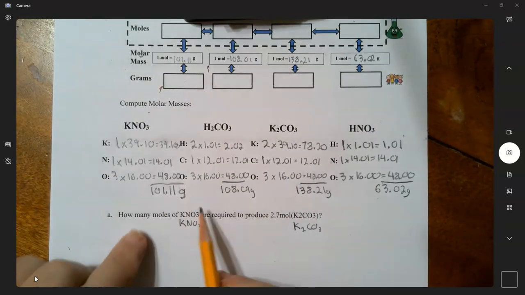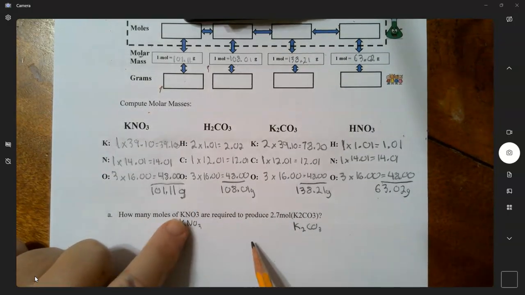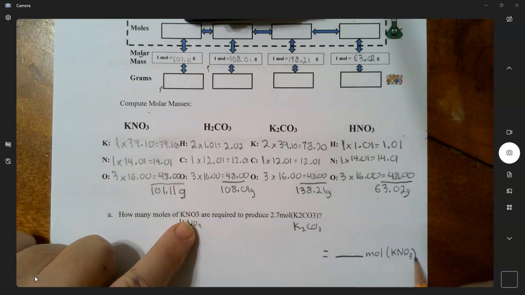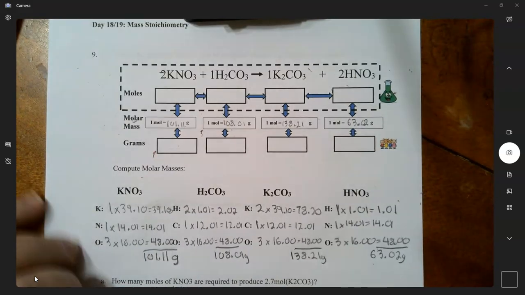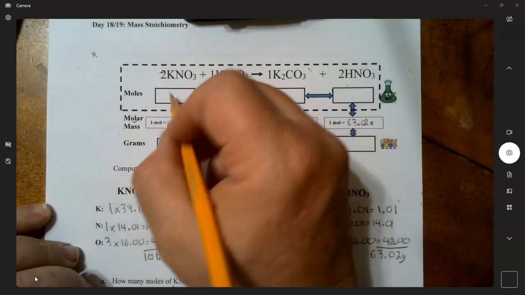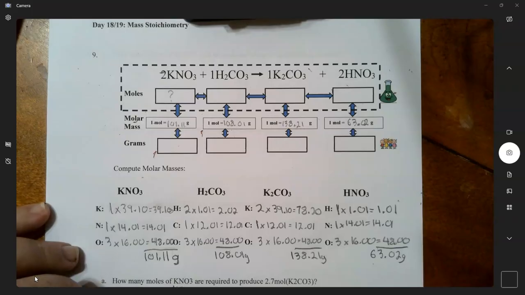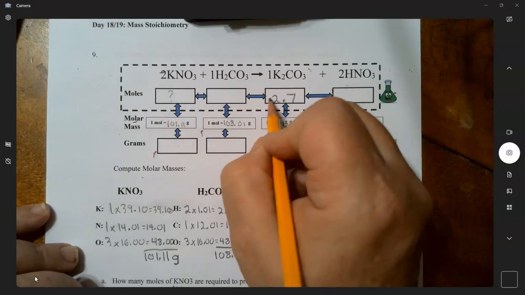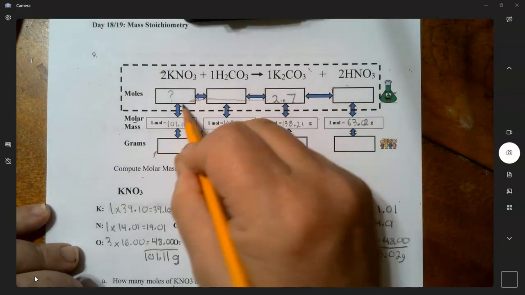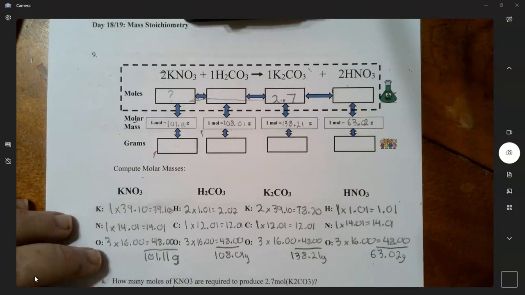So we want to know how many moles of KNO3, and we're starting with 2.7 moles of K2CO3. We have to go up here, and we'll put this in here, moles of KNO3. What we're trying to find, we're starting with moles of K2CO3. So it's a 1 conversion problem from 2.7 to the question mark. So that means we need 1 box.